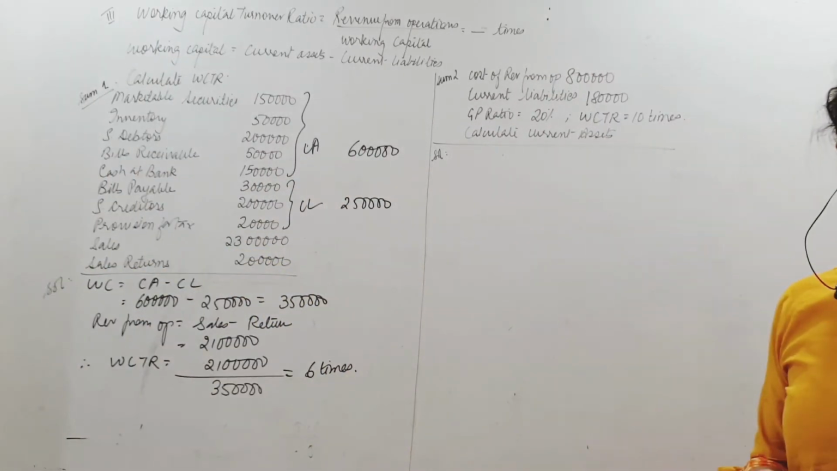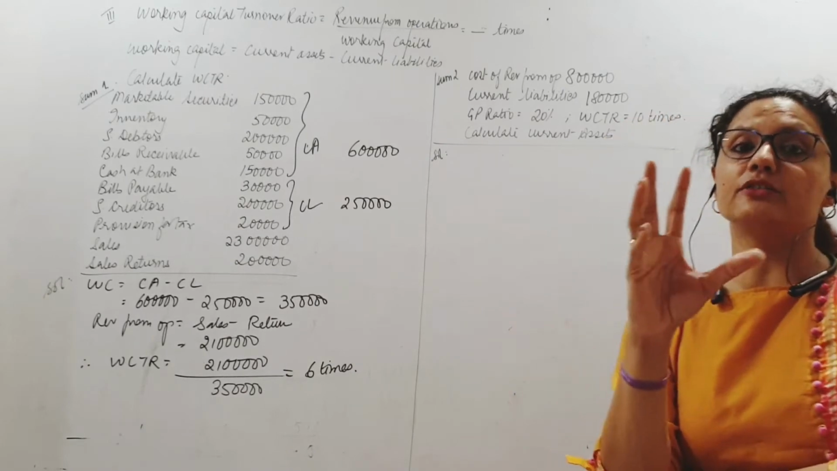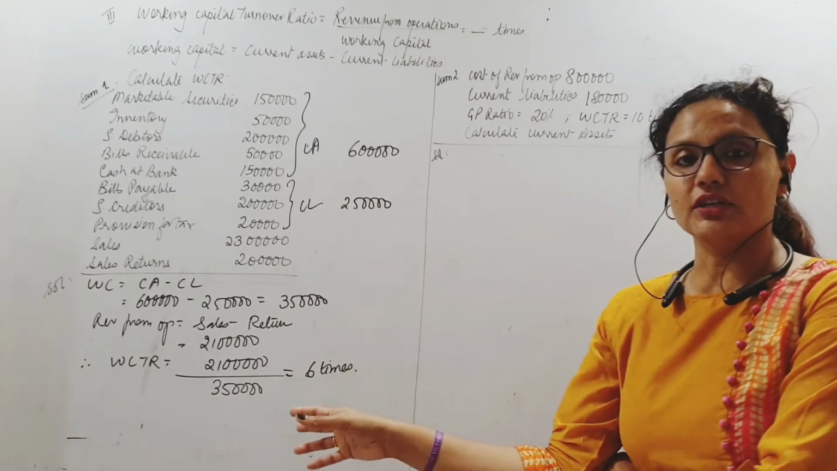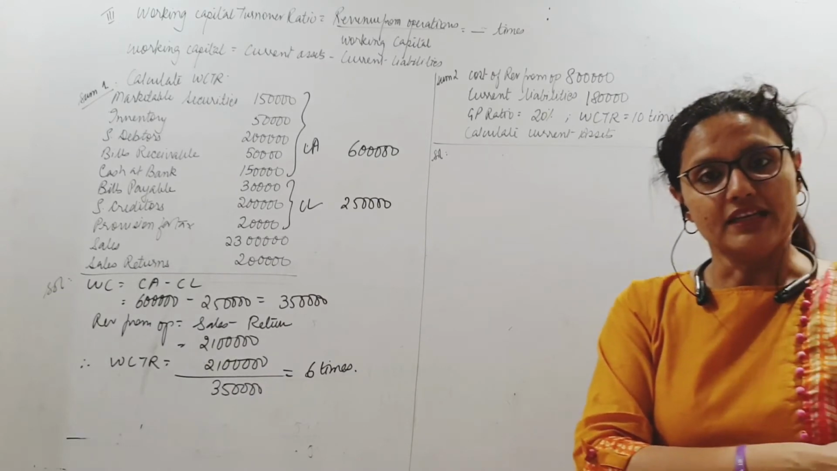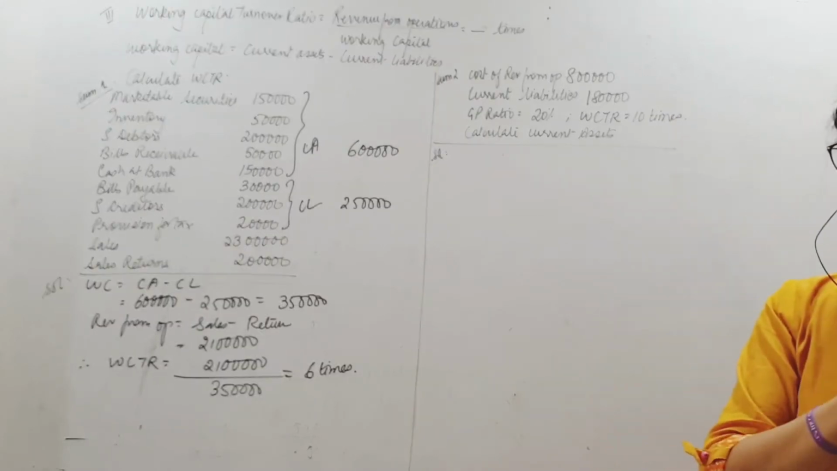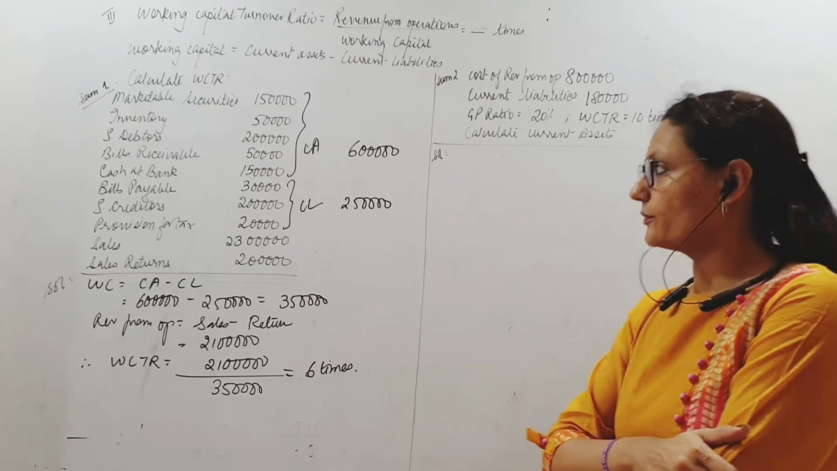Alright. So a working capital ratio of 6 times is good enough. It shows the level of sales that I am able to get by investing 3,50,000. I am able to get 21 lakh sales. Alright. So that is the meaning, and this should be a good ratio, not an unhealthy ratio.